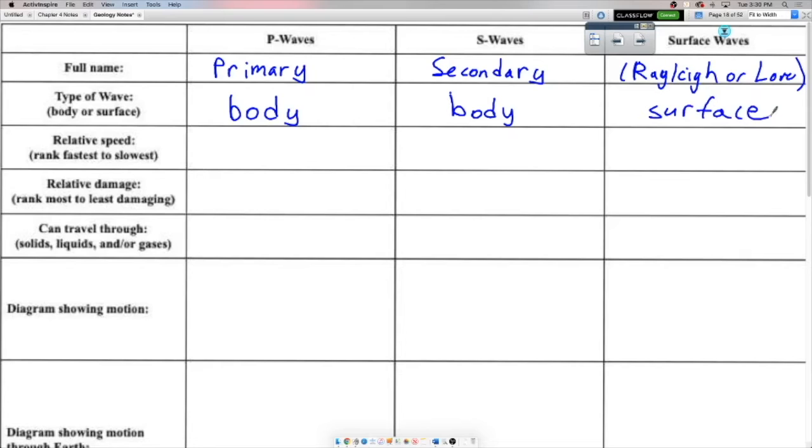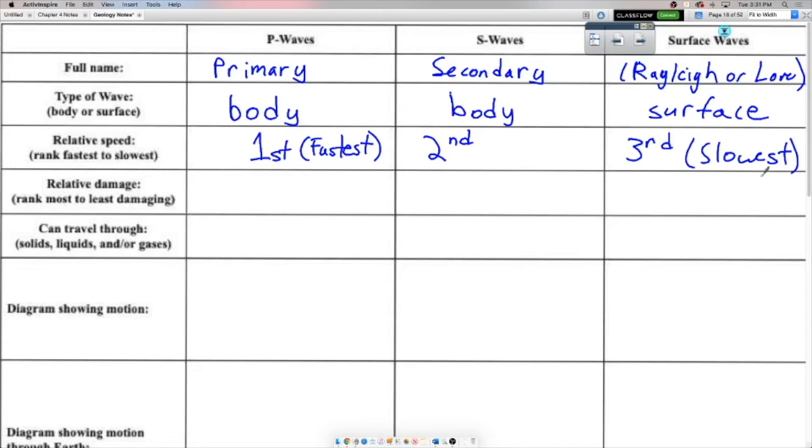Okay, so relative speed, it's asking us to rank them from fastest to slowest. So what's the fastest? If you are in Fort McMurray and an earthquake happens in Calgary, which types of waves are going to reach us in Fort McMurray first? The P waves, primary. That's why they're called primary waves. They're the first ones to get there. So they are first. They are fastest. Okay, what arrives after the primary waves? You betcha, the secondary waves. They are second. Okay, second fastest, which means the slowest are the surface waves.